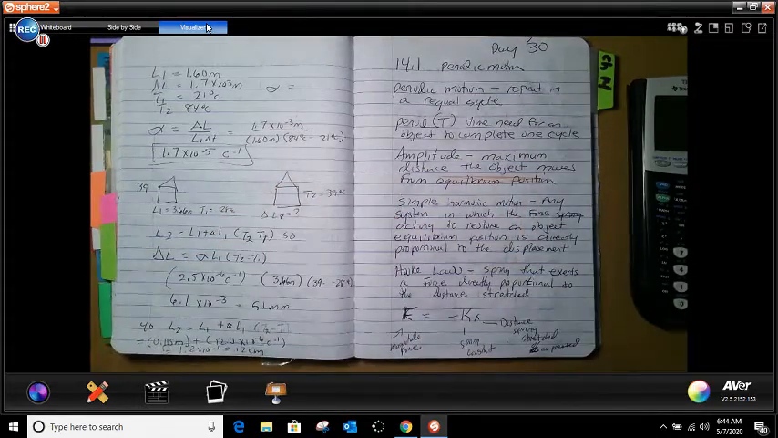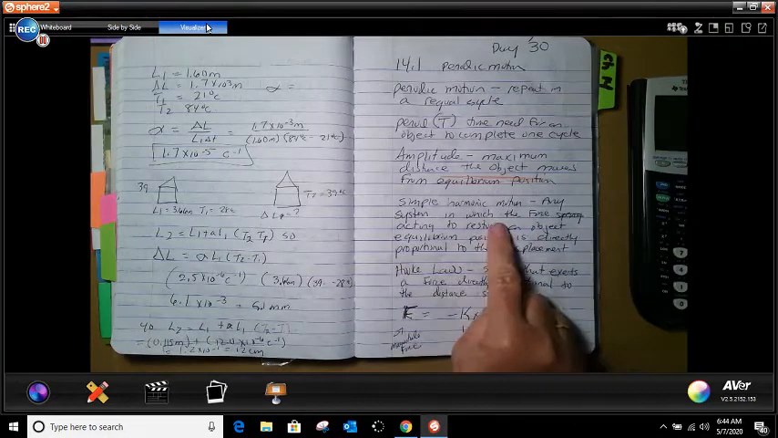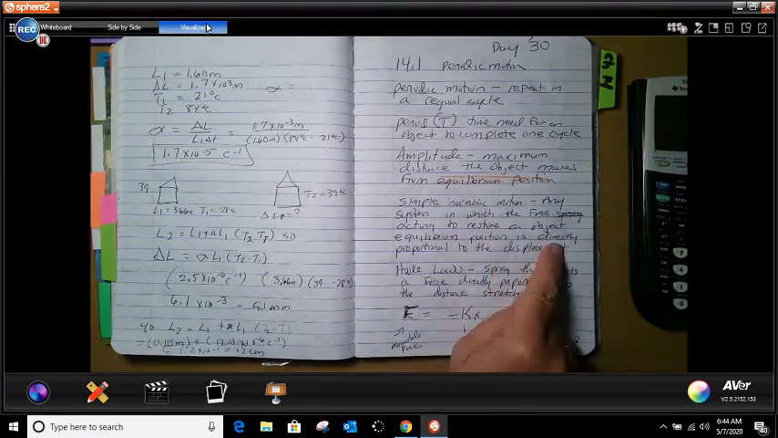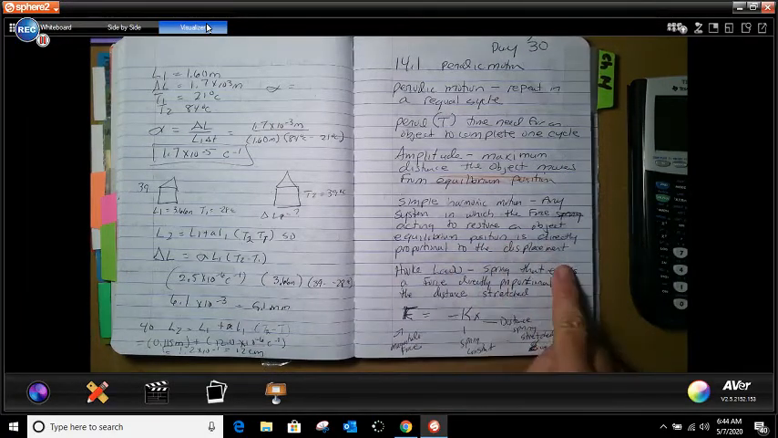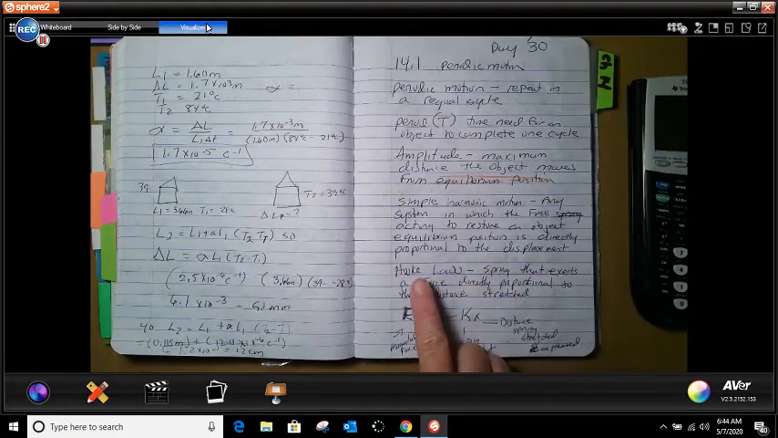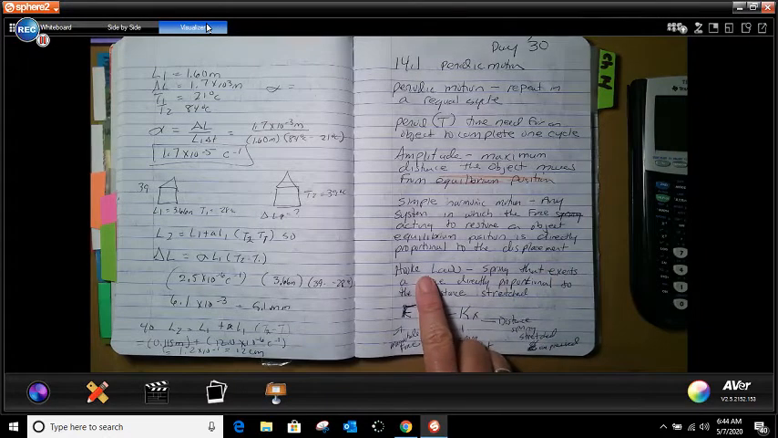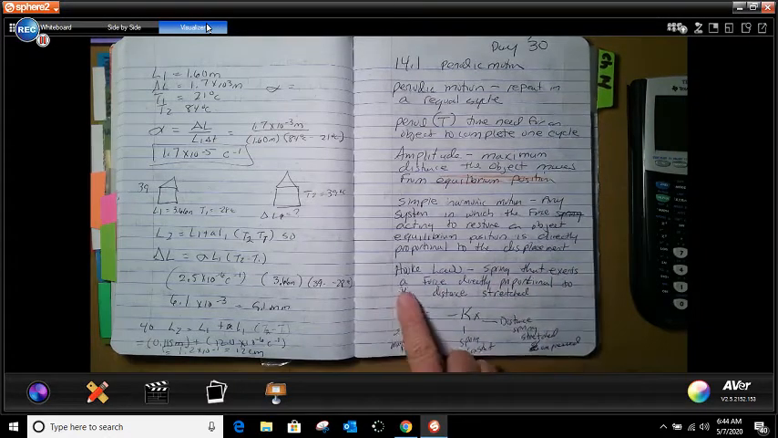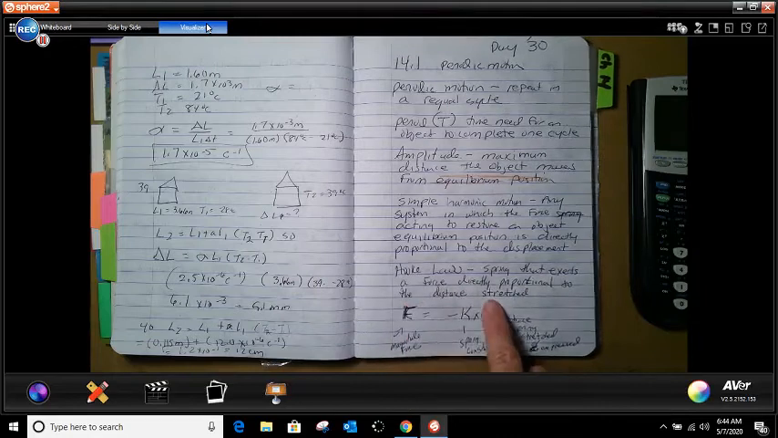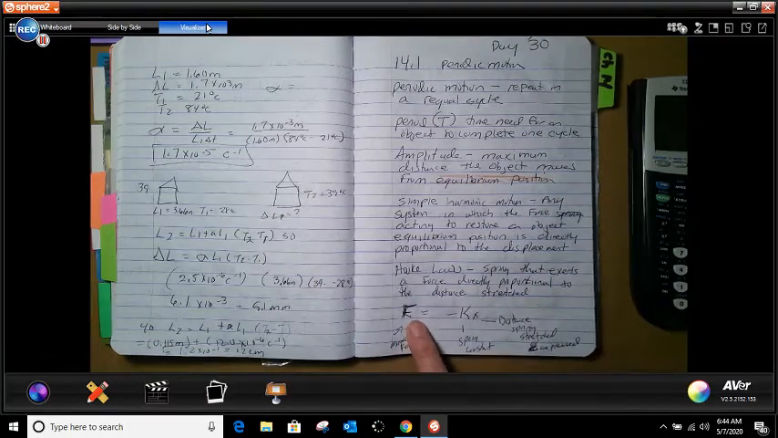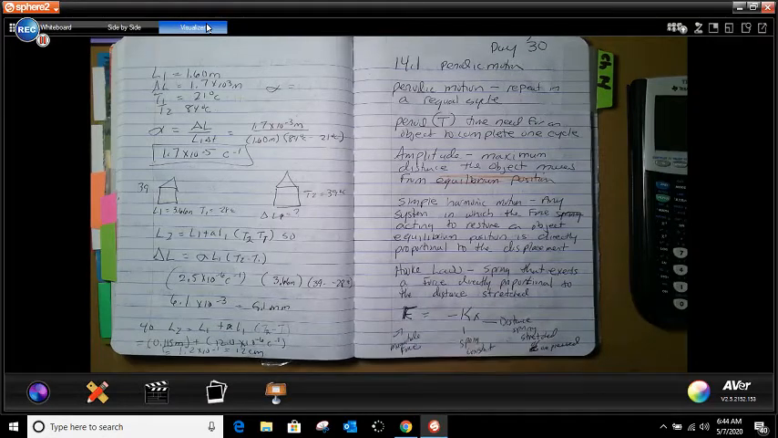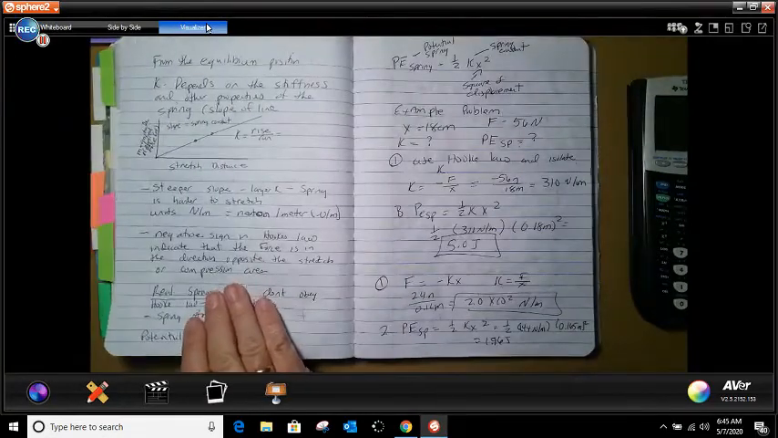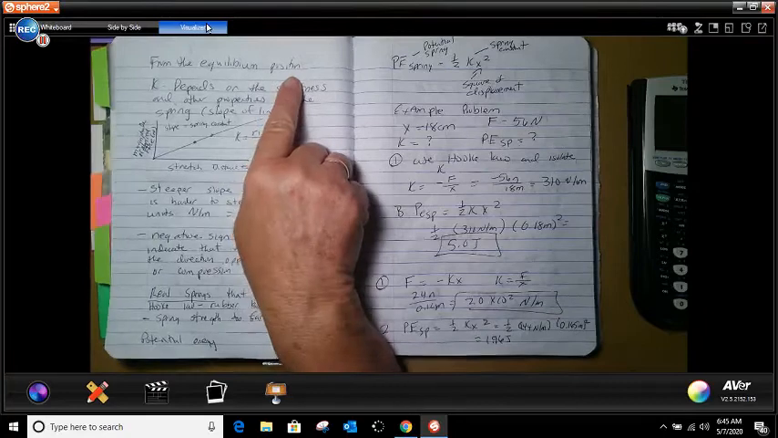Simple harmonic motion is any system in which a force acting to restore an object to its equilibrium position is directly proportional to its displacement. We're going to talk about what Hooke's law is. It's a spring that exerts a force directly proportional to the distance of the stretch: the magnitude of force equals the spring constant times the distance stretched or compressed from the equilibrium position.